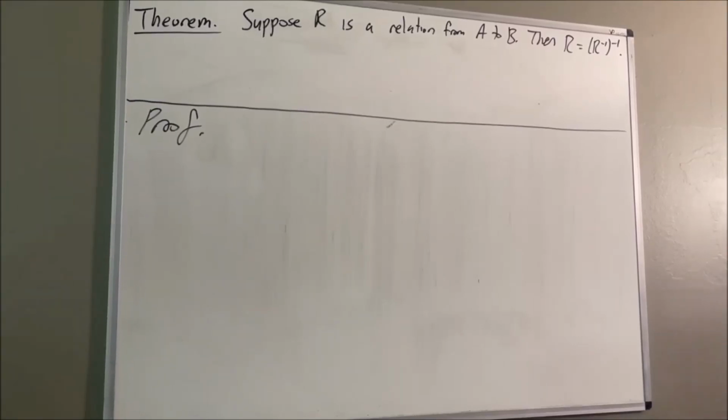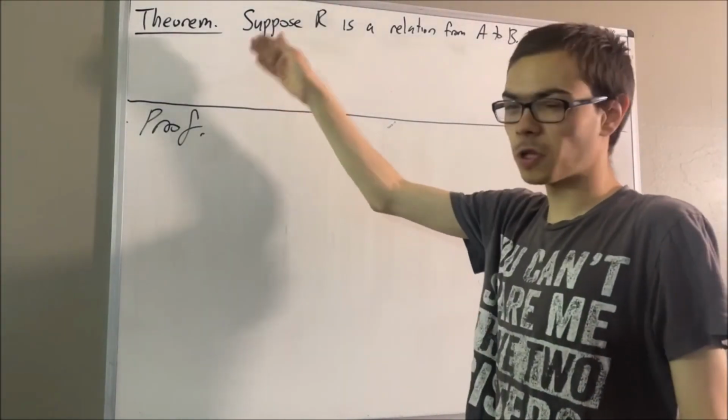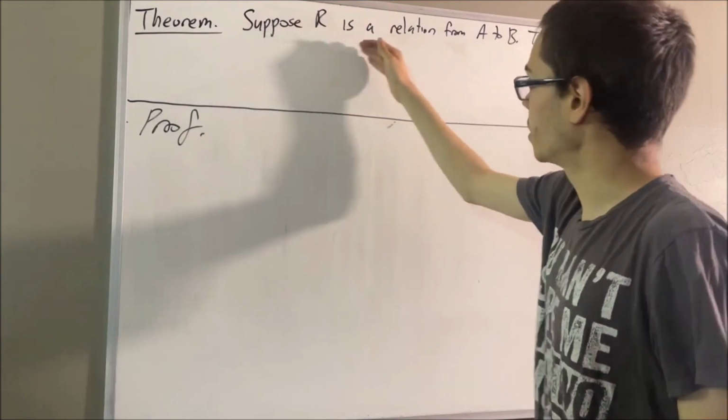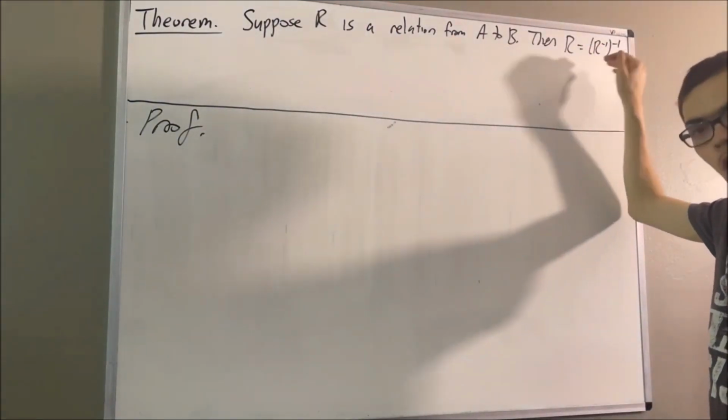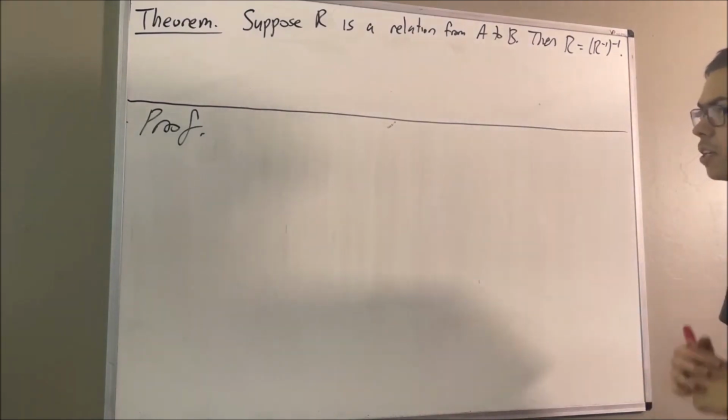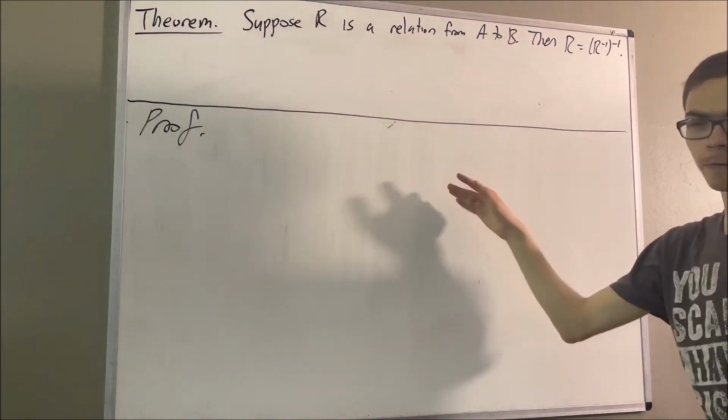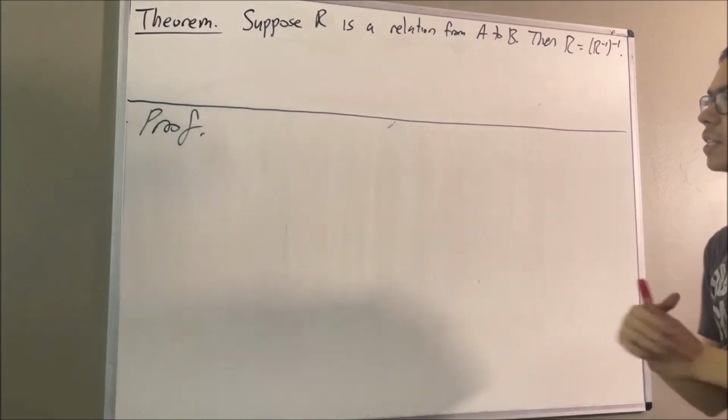Hello! In this video, we are going to prove the following theorem. Suppose R is a relation from A to B. Then, R is equal to R inverse inverse. Okay, before we get into the proof, I'd like to give a little bit of context.